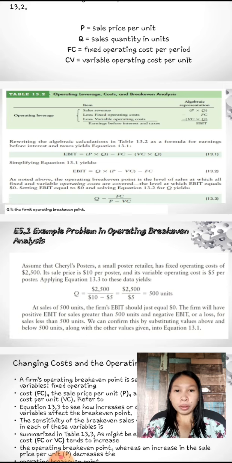Table 13.2 is operating leverage, cost, and break-even analysis. So operating leverage: the items are sales revenue, less fixed operating cost, less variable operating cost, equals earnings before interest and taxes, or EBIT. Algebraic representation: (P times Q) minus FC minus (VC times Q) equals EBIT, or earnings before interest and taxes.